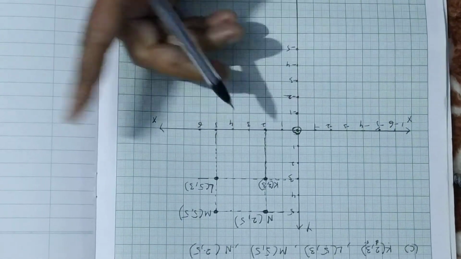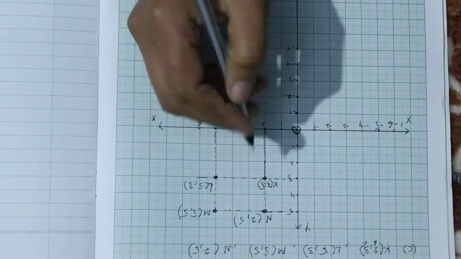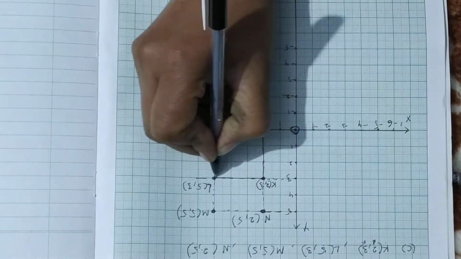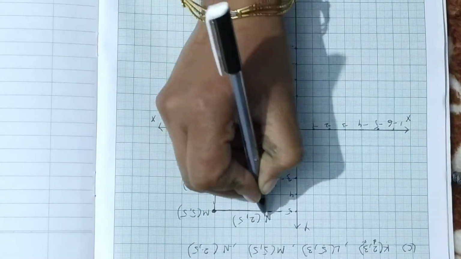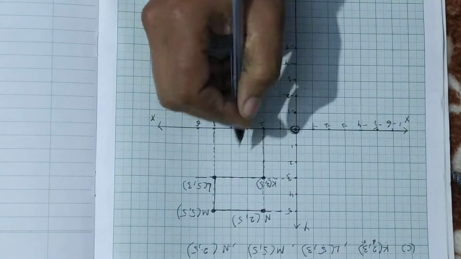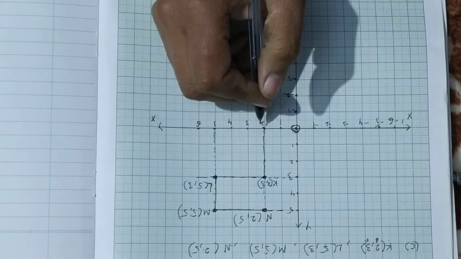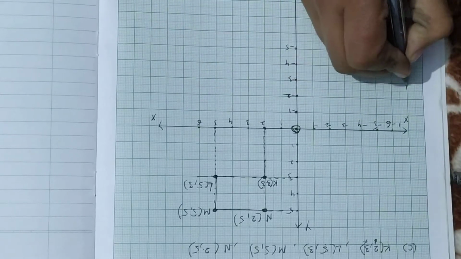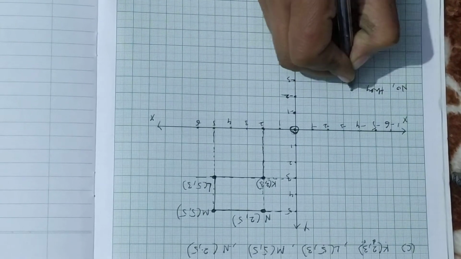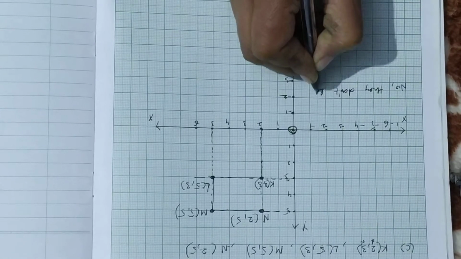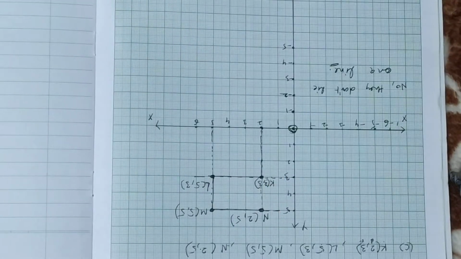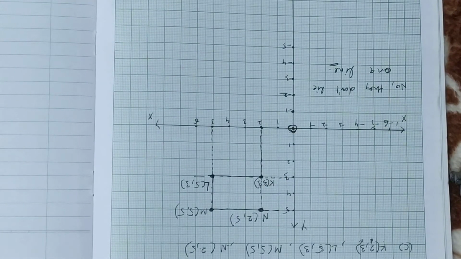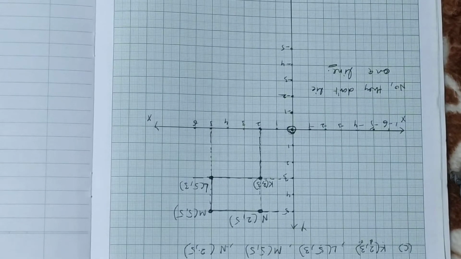Now verify whether they lie on a line or not. If we join K to L, then L to M, N to M, you will see these points are not lying on the same line. So here you write no, they don't lie on a line, or you can say this graph is not a linear graph. If all the points lie on the same line, then our graph is a linear graph, otherwise not.